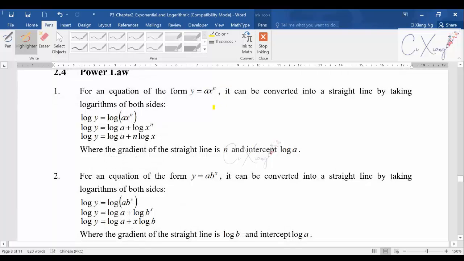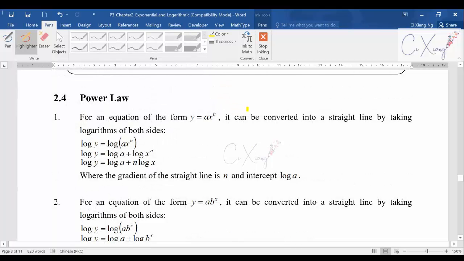In our syllabus, to convert a curve into the linear form, there are only two patterns. The first one is y equals ax power n. The other one is y equals ab power x. There are only two patterns like this. We are going to change these two curves into a linear form.